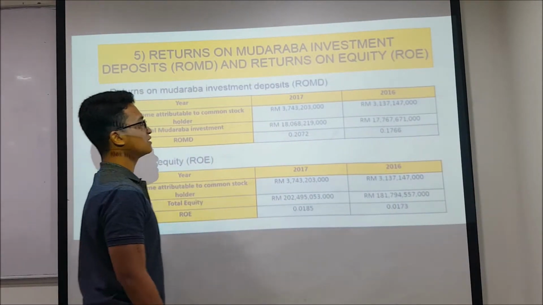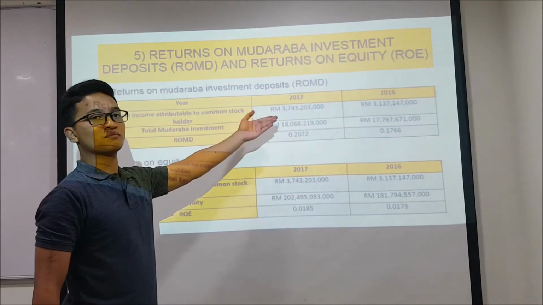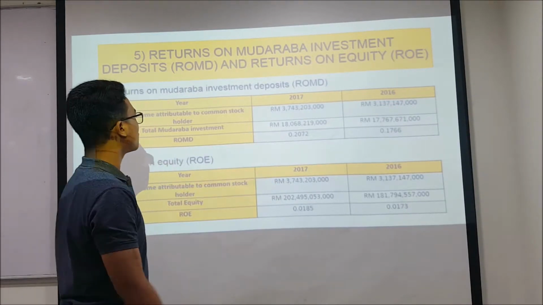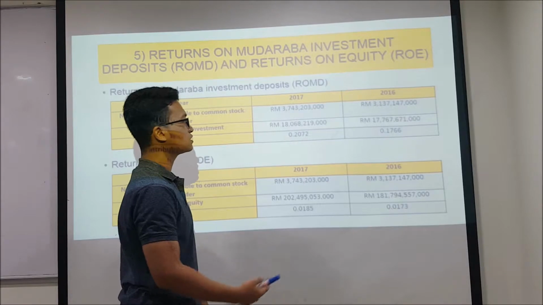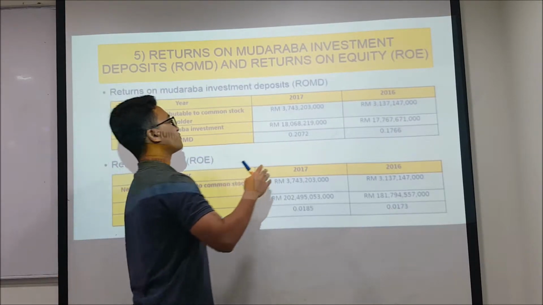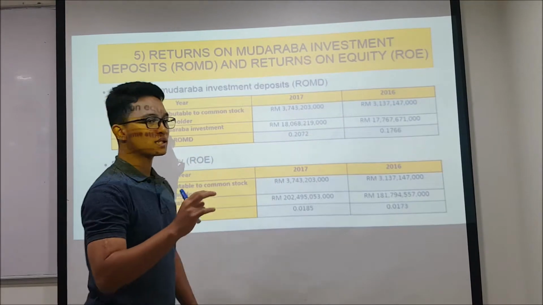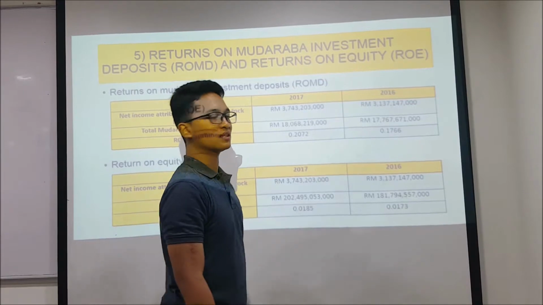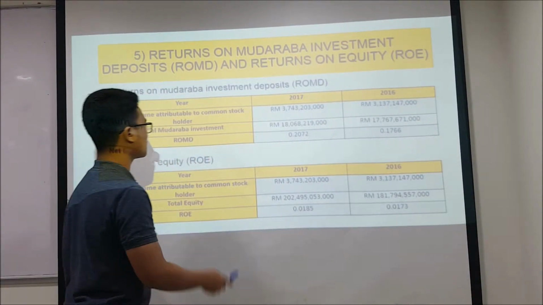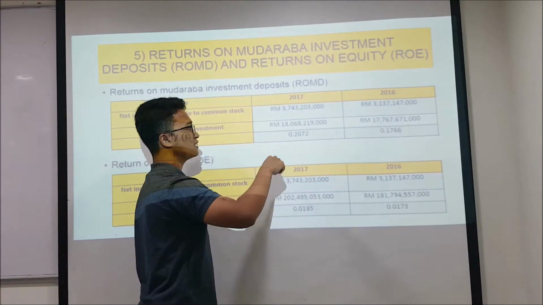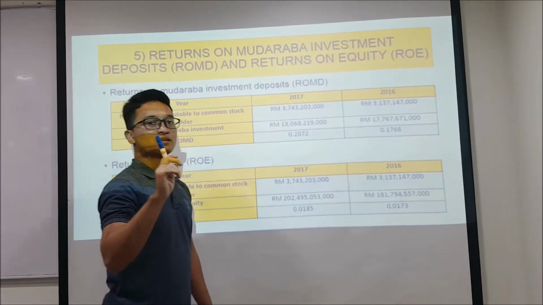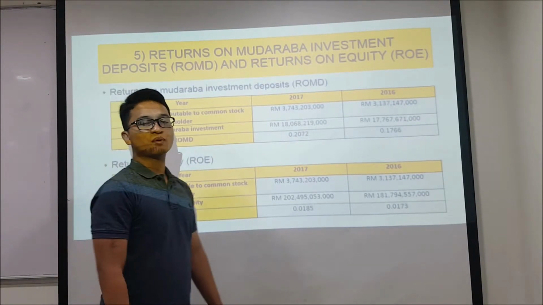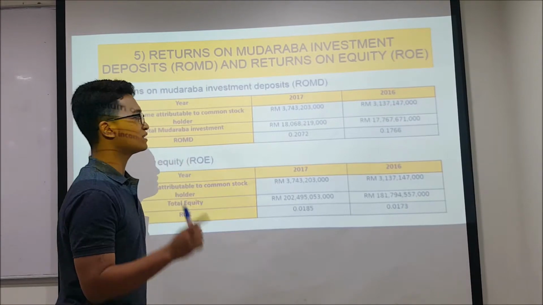But for 2017, the net income is this much, while for total mudarabah investment, it is this much. Therefore, the RMD is 0.2072. So, from these 2 years, we can say that 2017 is performing better than 2016. This is because the RMD for 2017 is higher than 2016. Therefore, the higher the return, the better the performance of the bank in managing its funds.